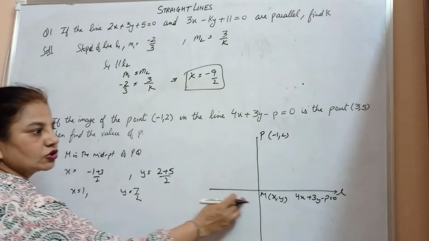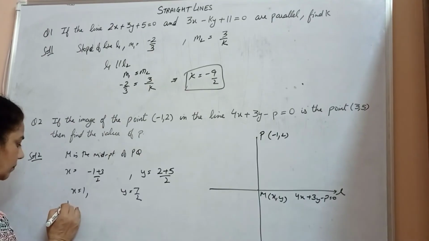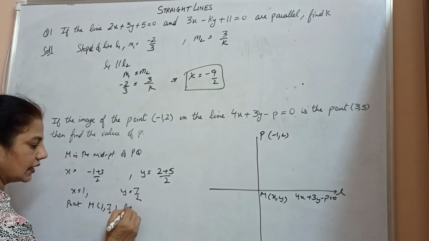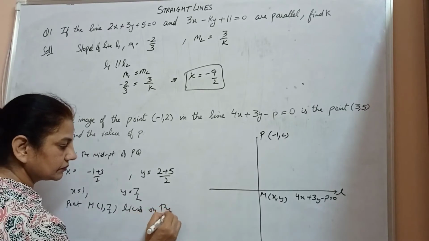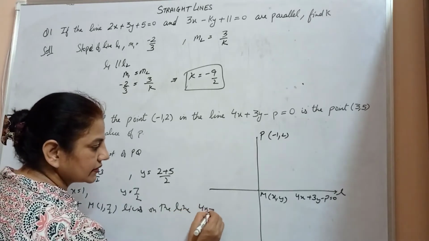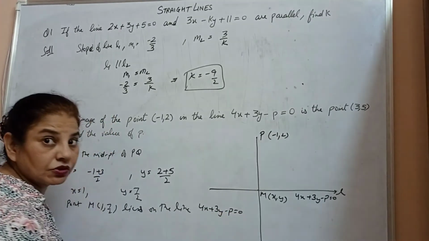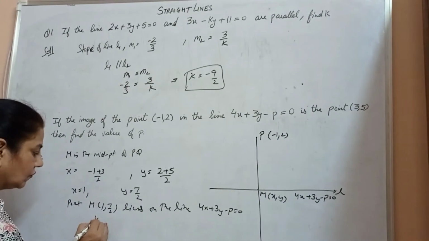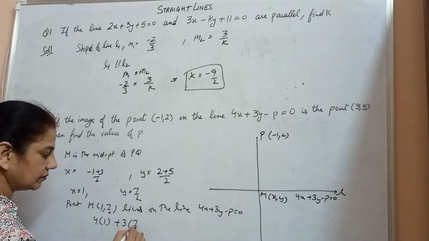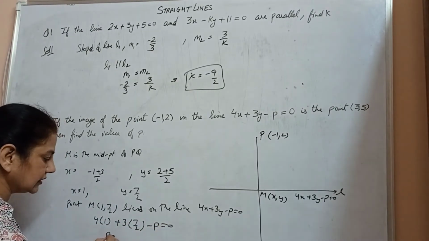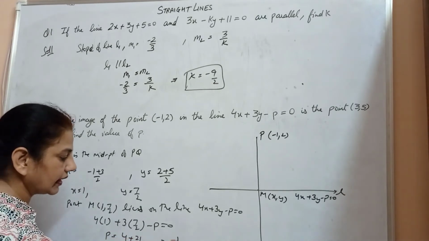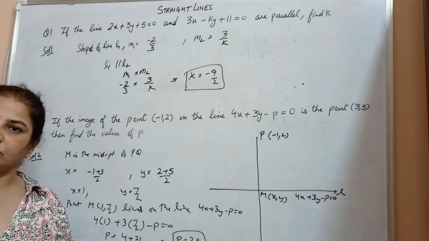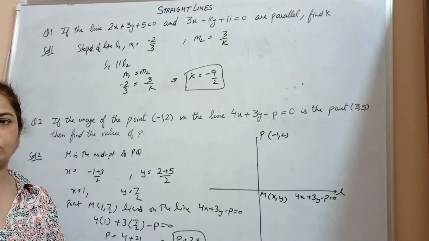This point M also lies on the line L. So we say point M, 1, 7 by 2, lies on the line. Which line? 4x plus 3y minus p equals 0. So this point must satisfy the given line. So we find the value of p as 4 into 1 plus 3 times 7 by 2 minus p is equal to 0. Therefore p is given as 4 plus 21 by 2, which implies p is equal to 29 by 2. Take the LCM to calculate the value of p as 29 by 2. So the value of p is 29 by 2.